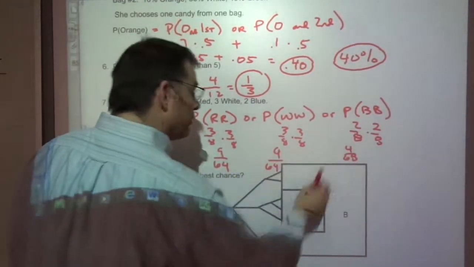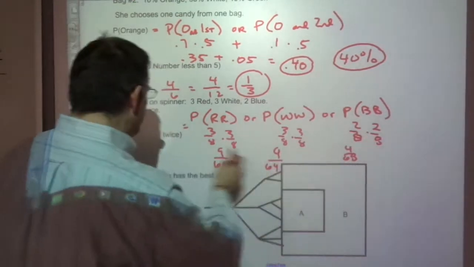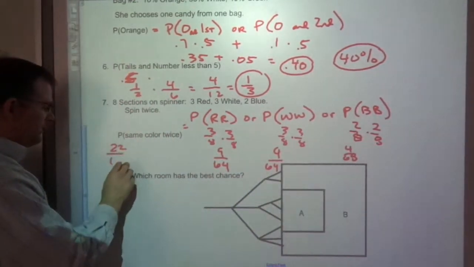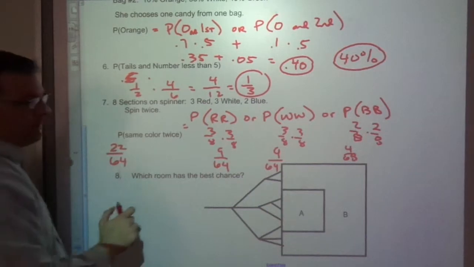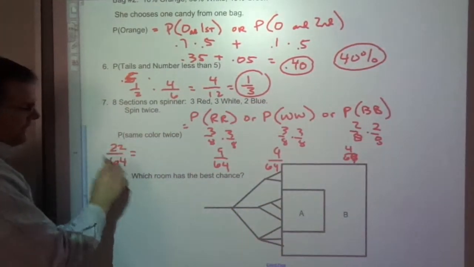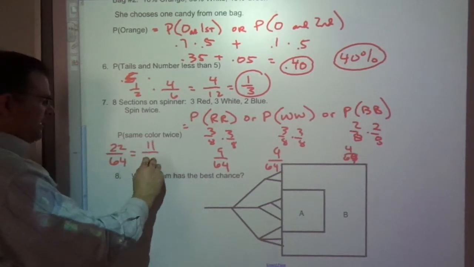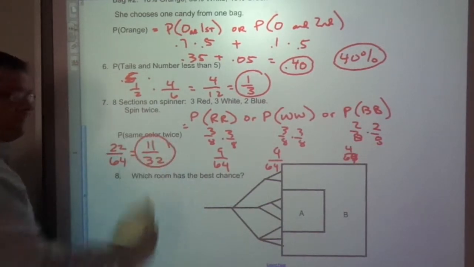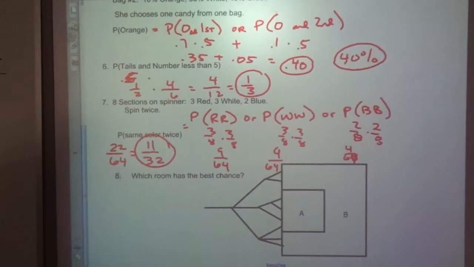9 plus 9 plus 4, that's 18, 22. Our answer is 22 out of 64. There should be a 4 down here. But that can reduce. Dividing by 2 gives me 11 out of 32. I think that's probably the best answer there.